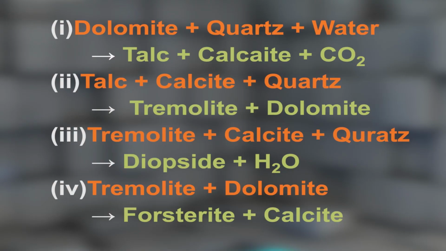Important reactions during thermal metamorphism. Dolomite plus quartz plus water gives rise to talc plus calcite plus CO2. Talc plus calcite plus quartz gives rise to tremolite plus dolomite. Tremolite plus calcite plus quartz gives rise to diopside plus water. Tremolite plus dolomite gives rise to forsterite plus calcite.